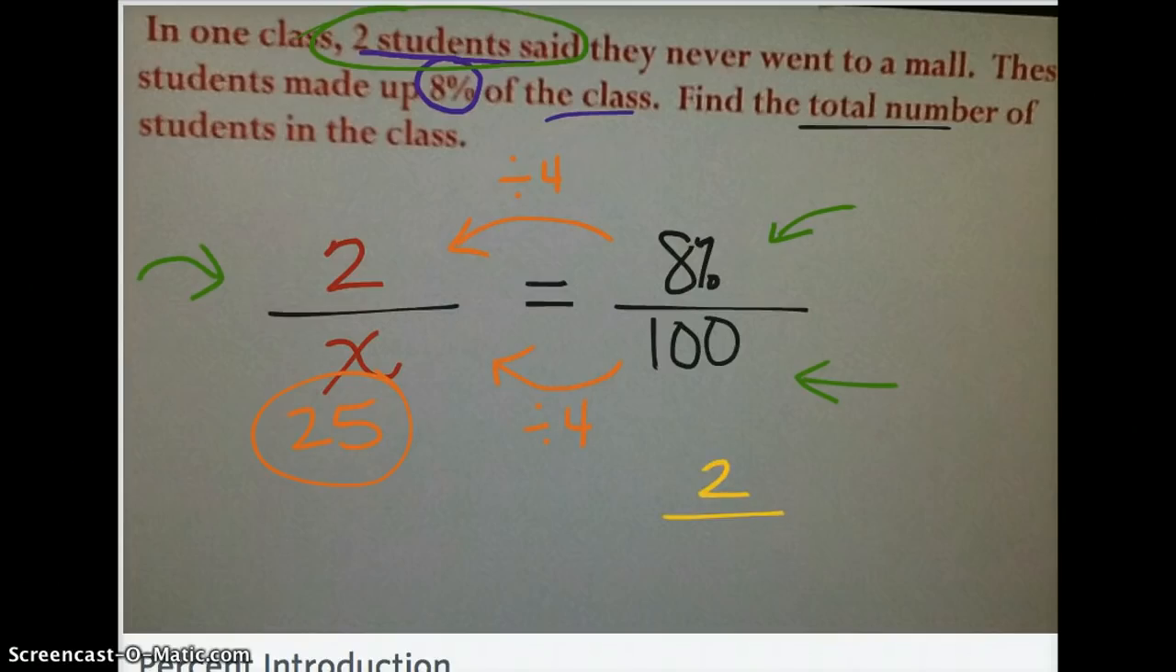Now, let's test that out. 2 students out of 25. Let's see if that is 8%. You can do 2 divided by 25. That gives me 0.08, which is 8%. So 8% of the class, it was 2 out of 25 students.